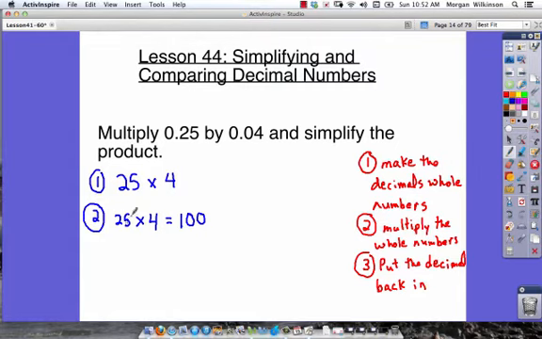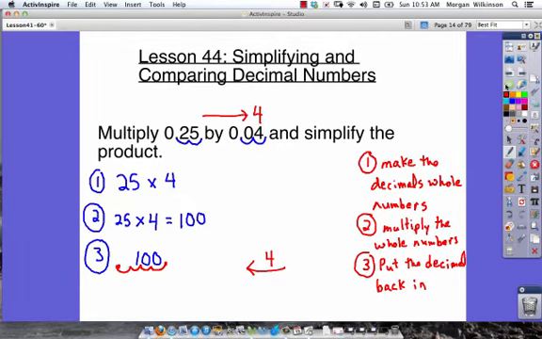For step number 3, if we want to put the decimal back in, well, we can see that we moved it out twice to get 25, and 4 times to get our 25 and our 4, when we see how many total spots we moved the decimal over. So we moved it to the right 4 times to get our whole numbers. Now, in order to get our decimal number, we have to move it back in 4 times. So we're going to take 100. The decimal point is after the second 0. We're going to move it back in 4 times. 1, 2, 3, and 4.